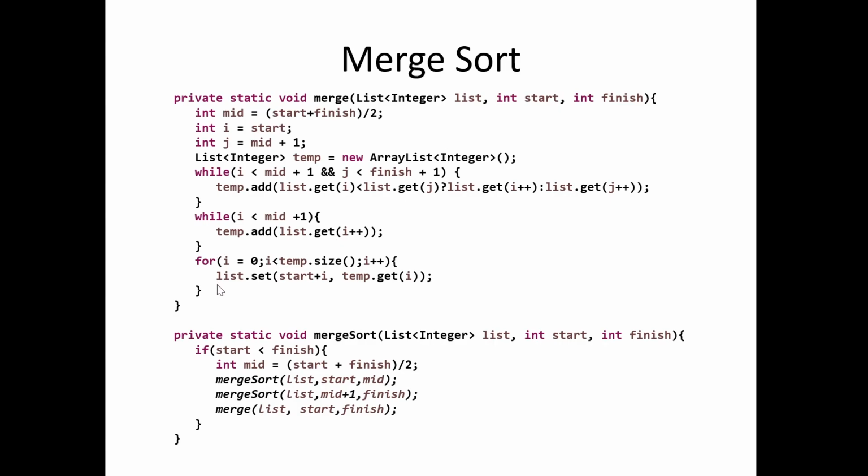So the last loop that I have here just goes and copies the elements from the temp array over the elements in the list. So it overwrites those elements. So at the end, our list will now have all the elements that it originally had, but now in sorted order, at least for the elements between start and finish, and at least assuming that the input assumption was made properly, that those two subarrays were already sorted in ascending order.